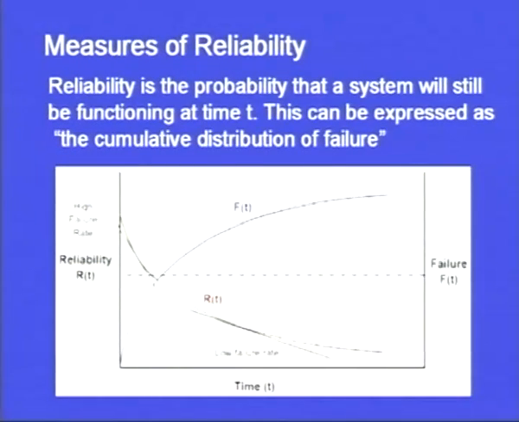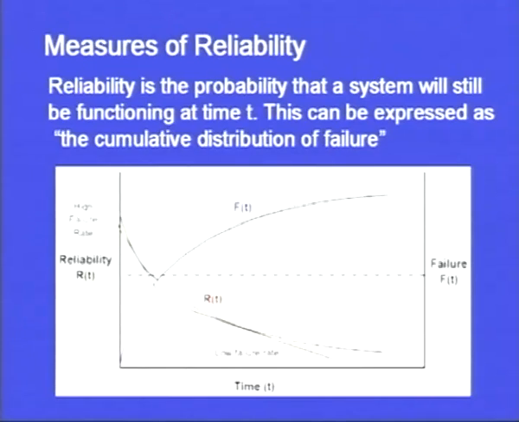Now we come on to the measures of reliability. How is reliability measured? We have till now seen what we mean by reliability, what the four important aspects of reliability are, the cost of unreliability, and the various ways of improving the reliability of the system. So now we see how we can measure reliability.